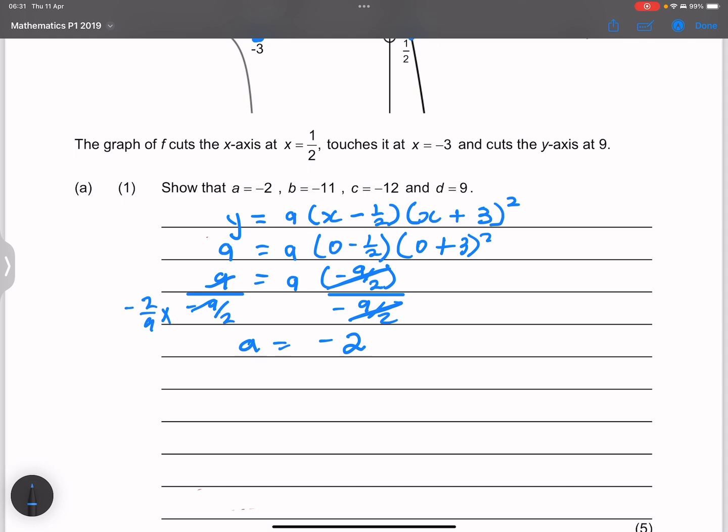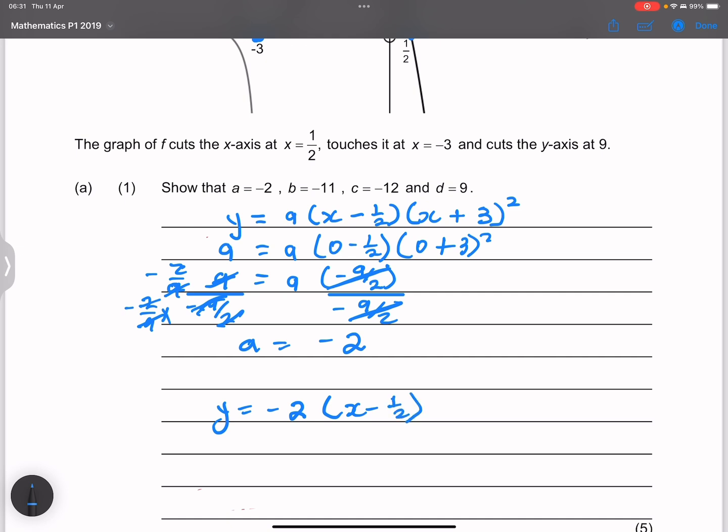And what you do at the bottom, you do at the top, negative 2 over 9. Okay, over 9, that 9 and that 9 cancel, that cancels with that, that cancels with that, and that's why you get a is -2. Right, so which means eventually we've got y is equal to -2 into (x minus 1 over 2).